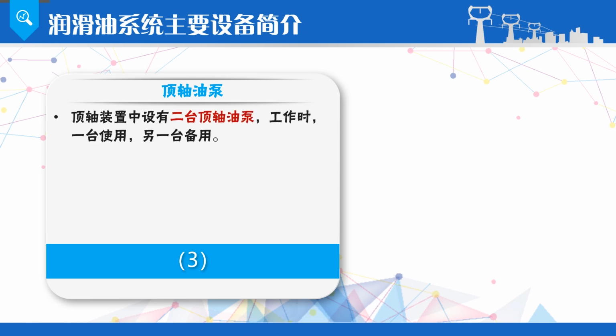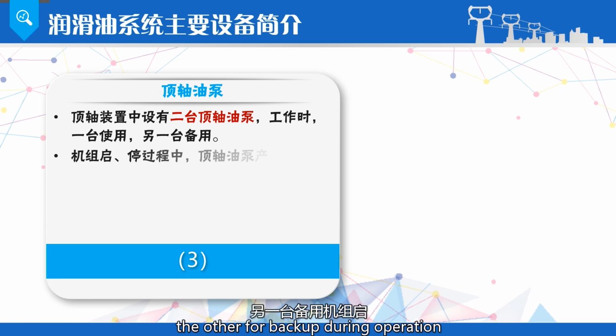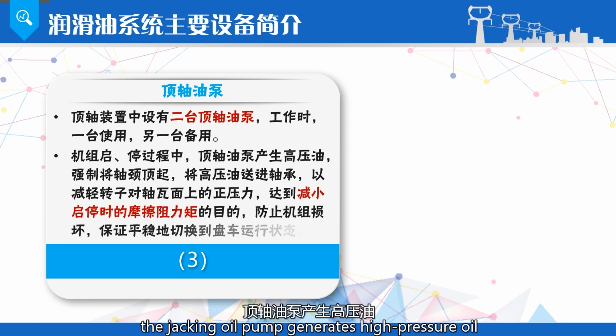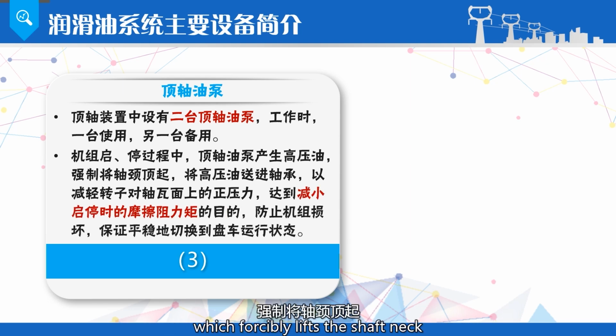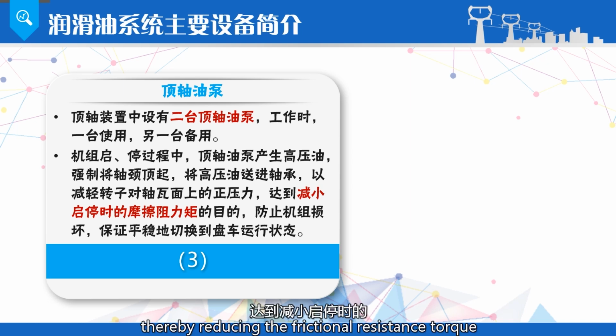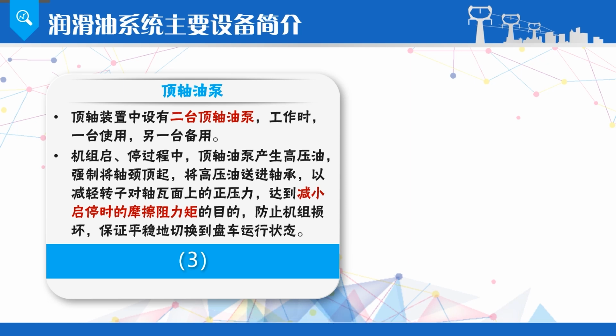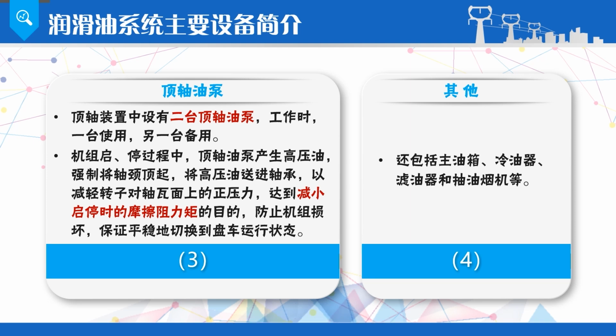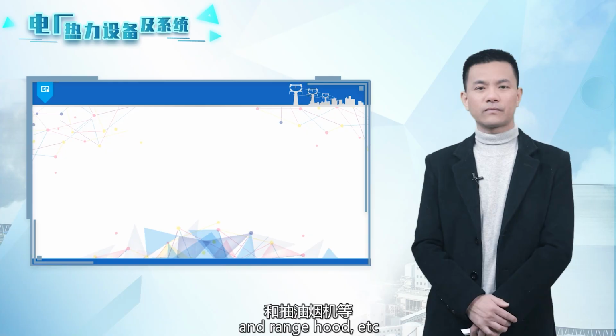Jacking oil pump. There are two jacking oil pumps in the jacking device, one in use and the other for backup during operation. During the startup and shutdown process of the unit, the jacking oil pump generates high-pressure oil, which forcibly lifts the shaft neck and sends high-pressure oil into the bearing to reduce the positive pressure of the rotor on the bearing surface, thereby reducing the frictional resistance and torque during startup and shutdown, preventing damage to the unit and ensuring smooth switching to the turning operation state. Other equipment includes the main oil tank, oil cooler, oil filter, and range hood.